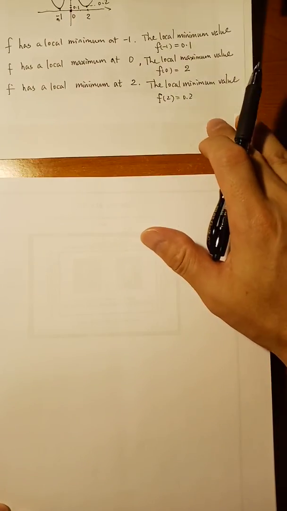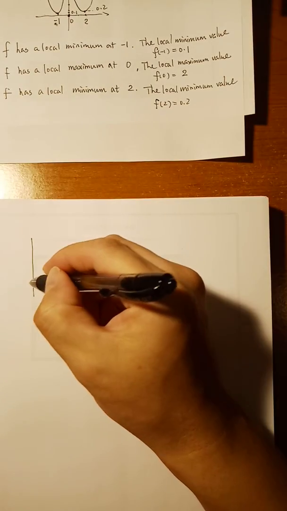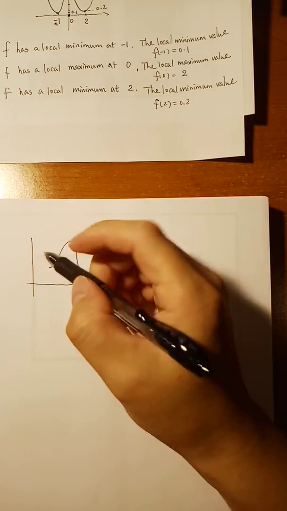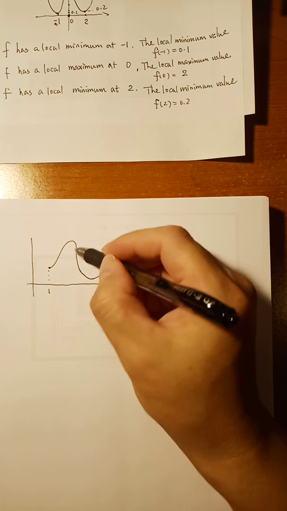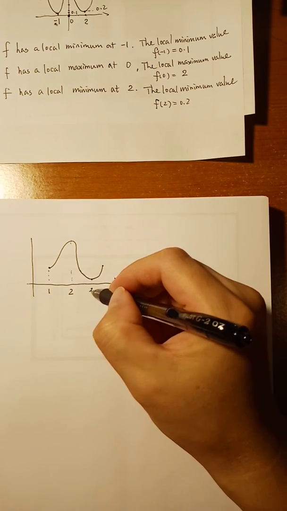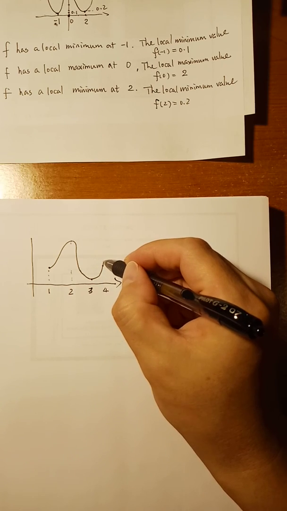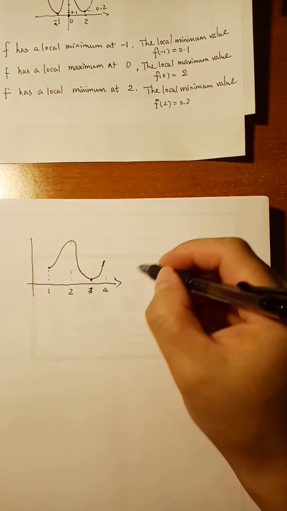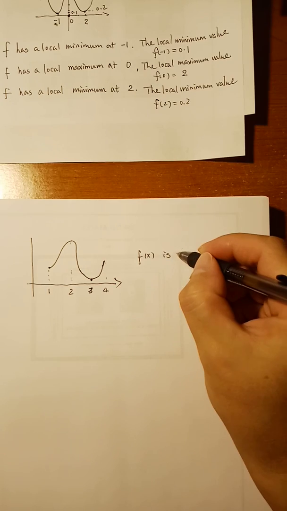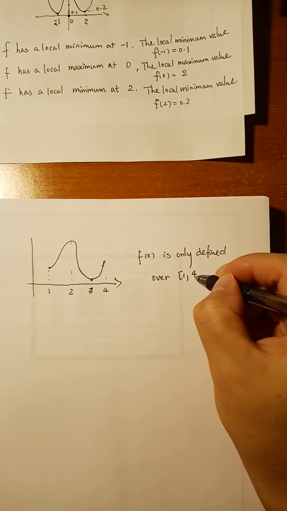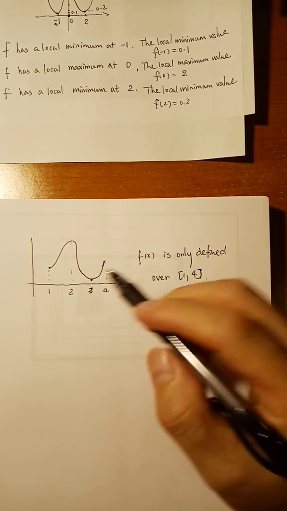Okay. Of course, sometimes when you have a graph like this, let's do something. This is 1. Assume this is 2. This is 3. I'm sorry, 3. It's 0.4. Assume the function is only defined over the domain one and four, closed. Okay, so that's the total graph.